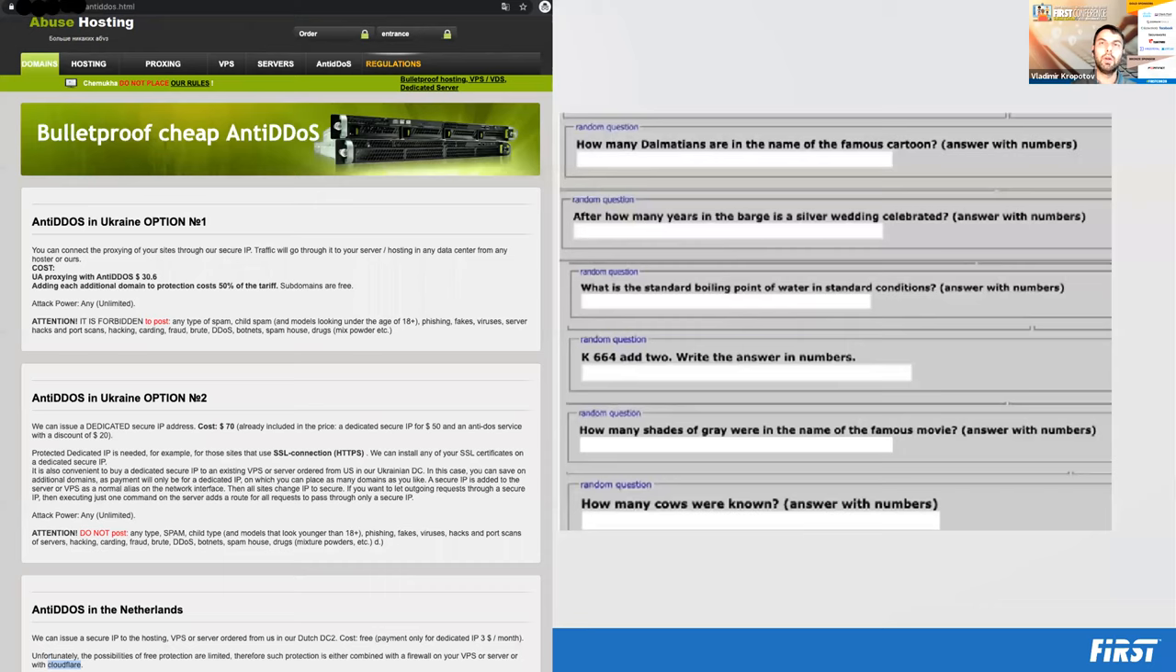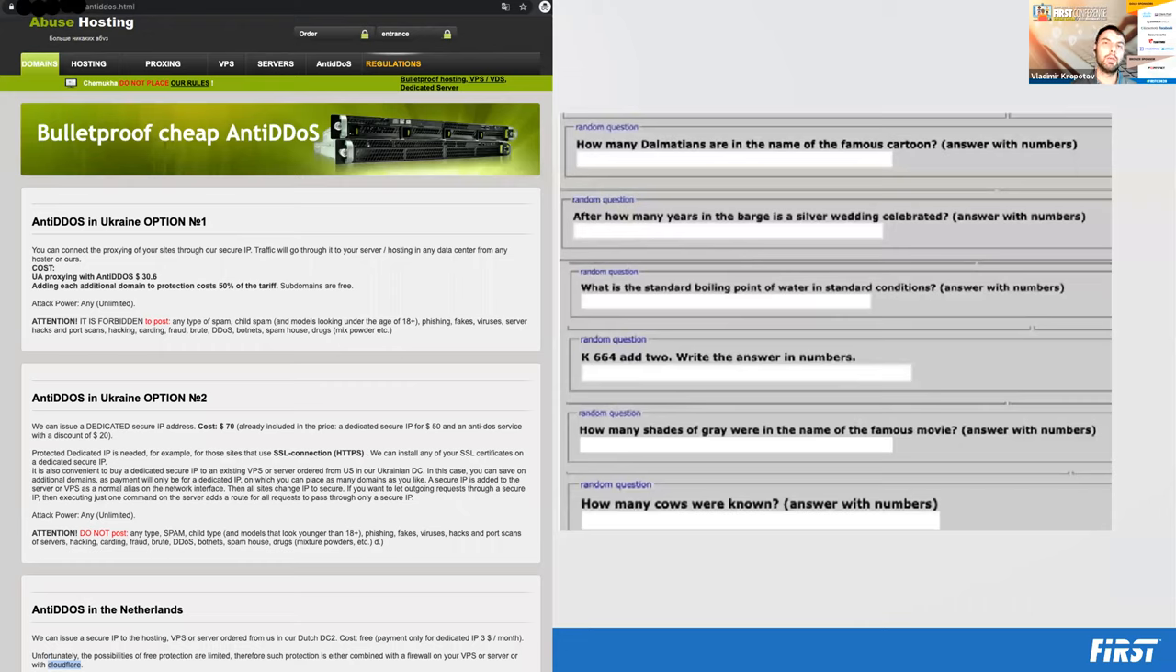So we came up with our version of captcha where people have to recognize questions and show their skills in the IT industry. So how to handle, for example, Unix or administer Unix systems, calculate mathematical equations, or know some culture related things. So for example, how many Dalmatians are in the name of a well-known cartoon. So many people can answer that all over the world.